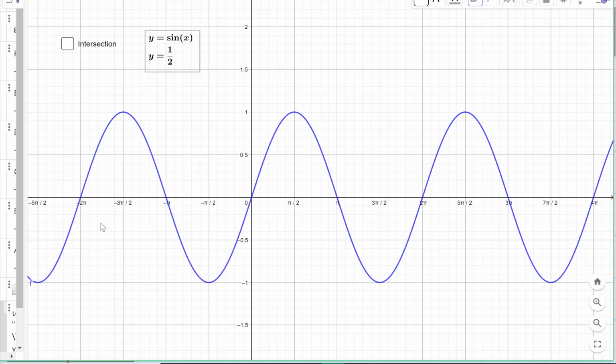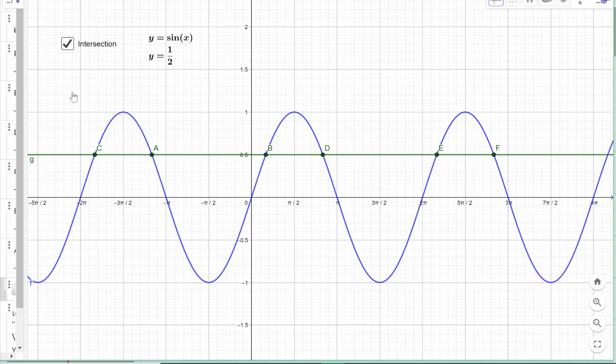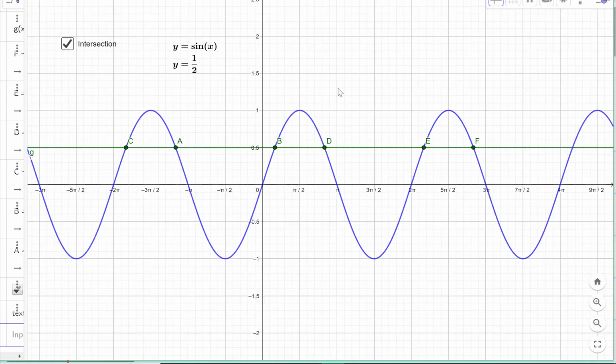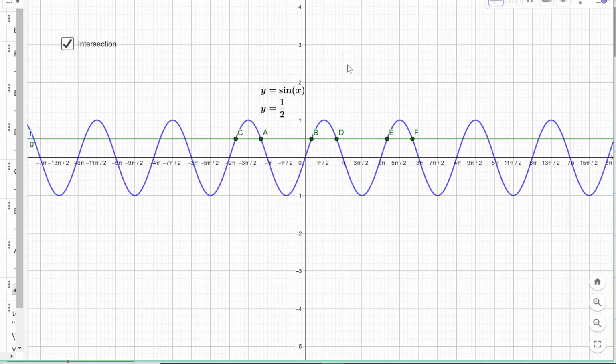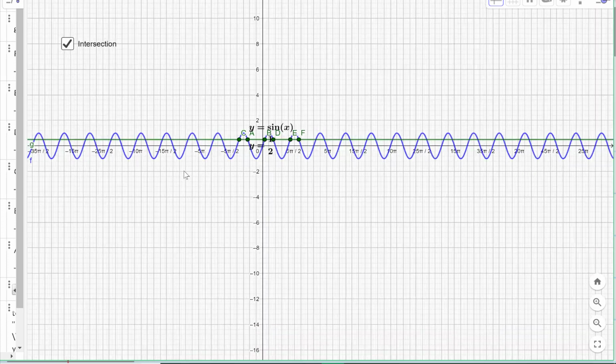So if I graph sine of x, which is this graph right here, and then I graph y equals 1/2, it's going to look something like this. These intersection points here are the solutions to this equation of sine of x equals 1/2. If you were to set these equal to each other, you would get a solution here, here, here, here, and so on. As you zoom out, you actually have an infinite amount of solutions, because it goes on forever.